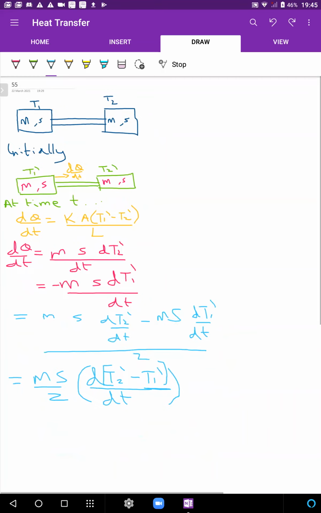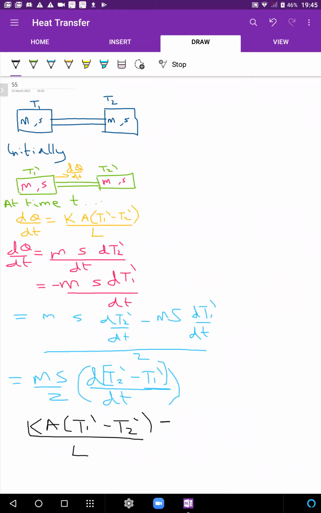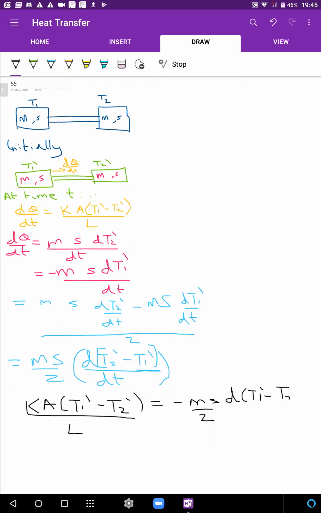Maybe I'll try squeezing it in over here itself. Okay, so KA (T1 dash minus T2 dash) by L is therefore minus MS by 2 d. Okay, I'm writing it in the same form, T1 dash minus T2 dash. Why has the minus come? Because here I am reversing this. So I'm writing d(T1 dash minus T2 dash), therefore the minus sign came, by dt. Separate the variables and integrate.